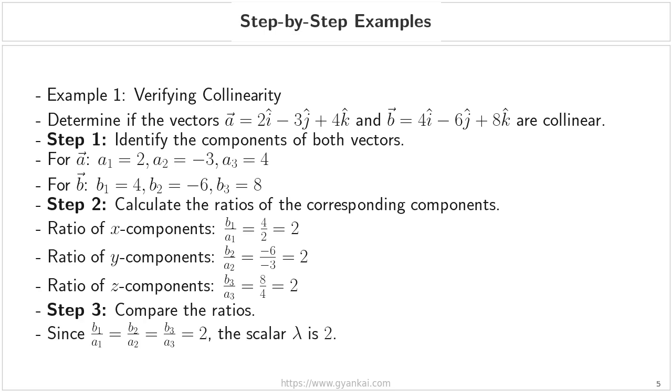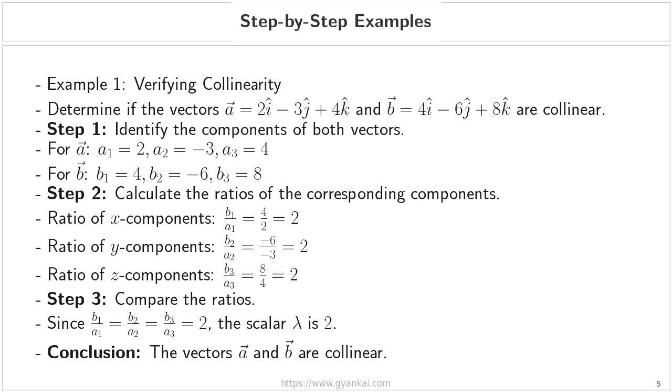Step 3 is to compare these results. As you can see, the ratio of the x components, the y components, and the z components are all equal to the same value, which is 2. This means our scalar lambda is equal to 2. Because we found a consistent scalar multiple, our conclusion is clear. The vectors A and B are indeed collinear. In the next slide, we will look at a slightly different scenario, where the scalar value is negative, to see how that affects the direction of the vectors.